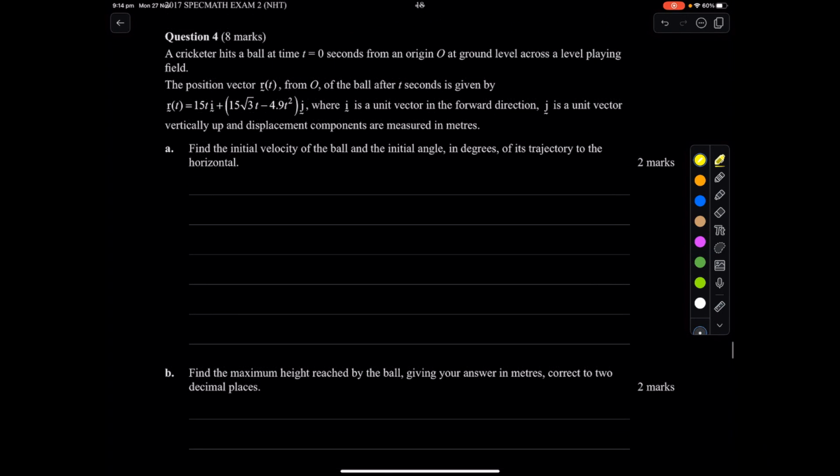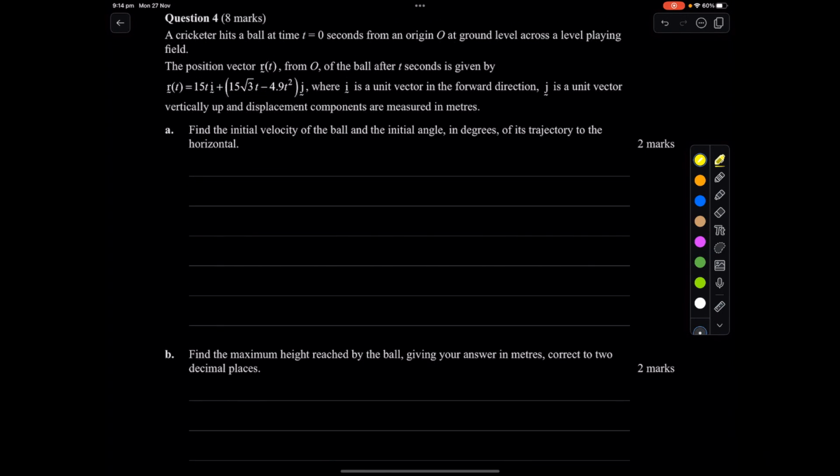So I think this is just projectile motion pretty much. Imagine this cricketer hits this ball with some initial velocity, and the ball goes through projectile motion, goes down, and touches the floor again. If we know r, we want to find the initial velocity. So let's find r dot of t.